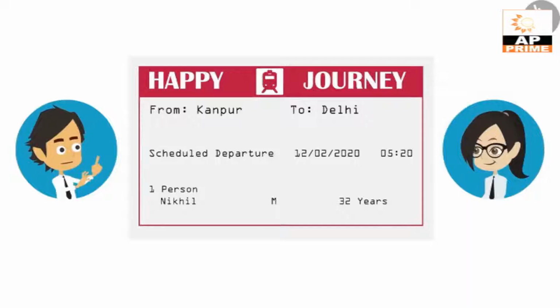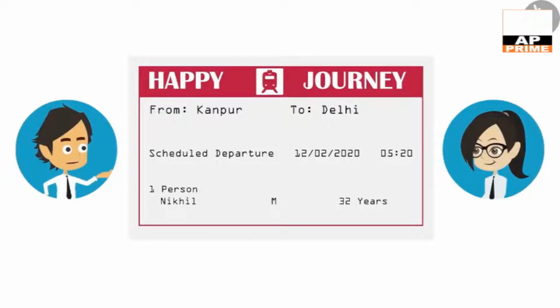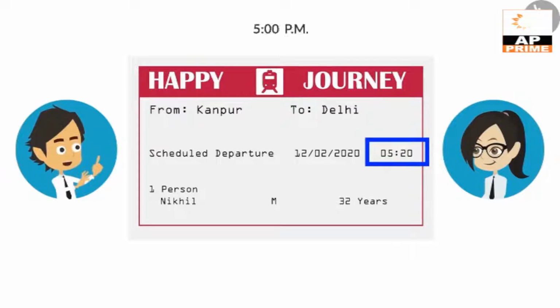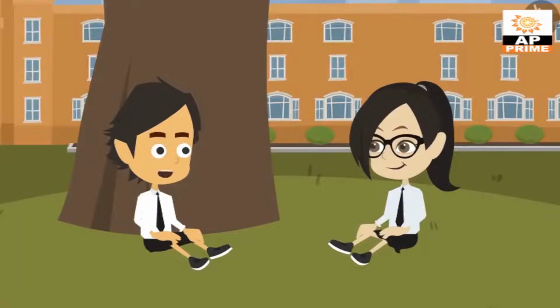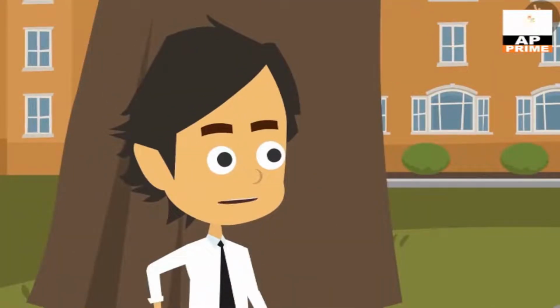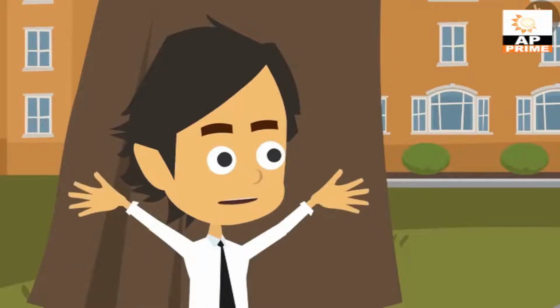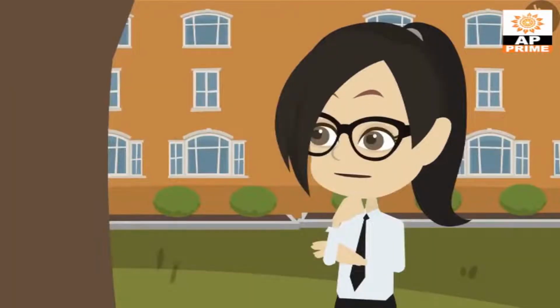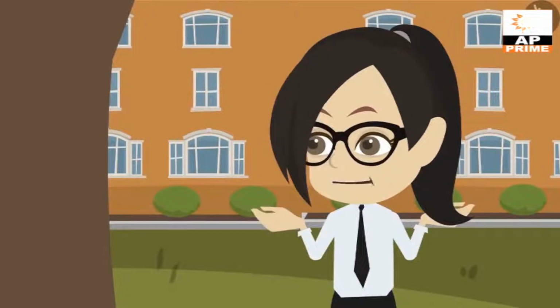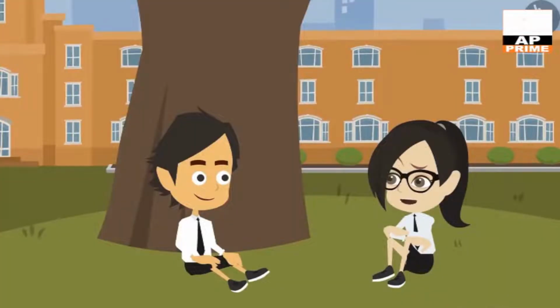Listen further. The time written on his train ticket was 20 minutes past 5 o'clock. He reached the railway station at 5 o'clock in the evening. He kept waiting, but the train did not come. He found out that the train had already left. That's why he could not come. Oh, that was very bad. But what is the riddle here?